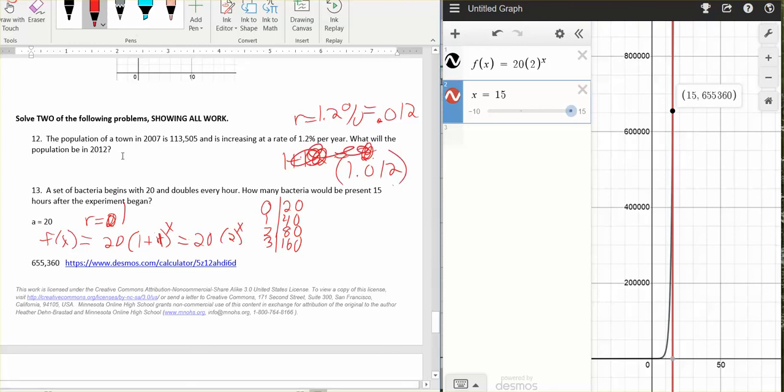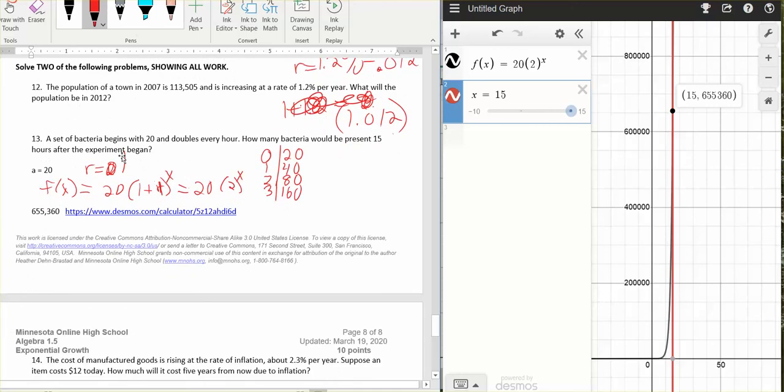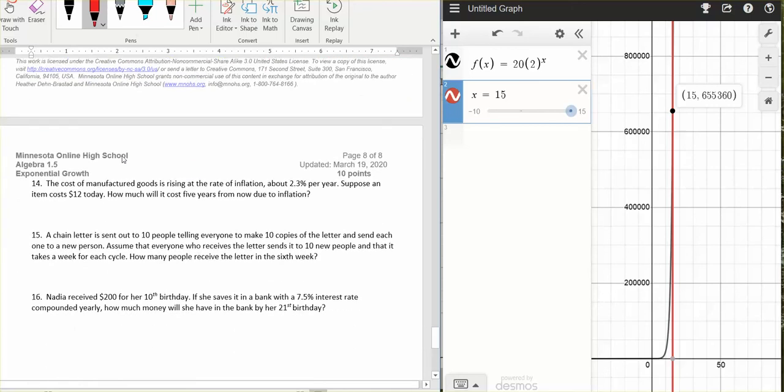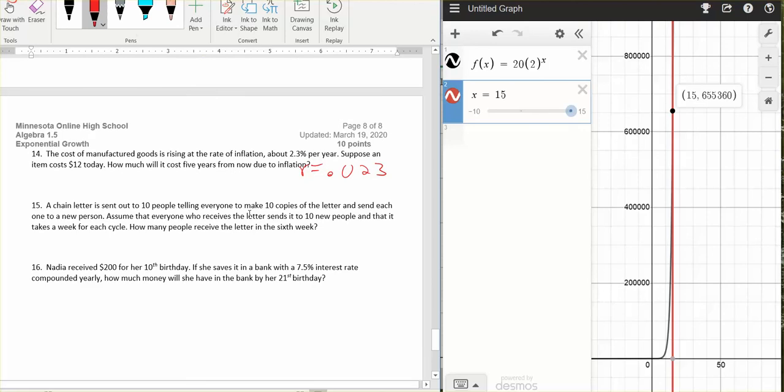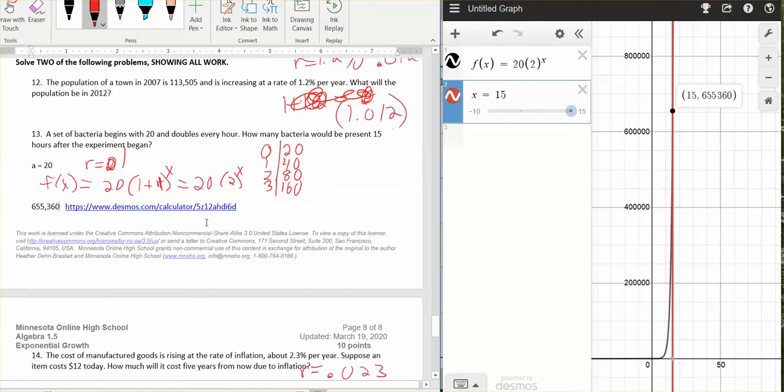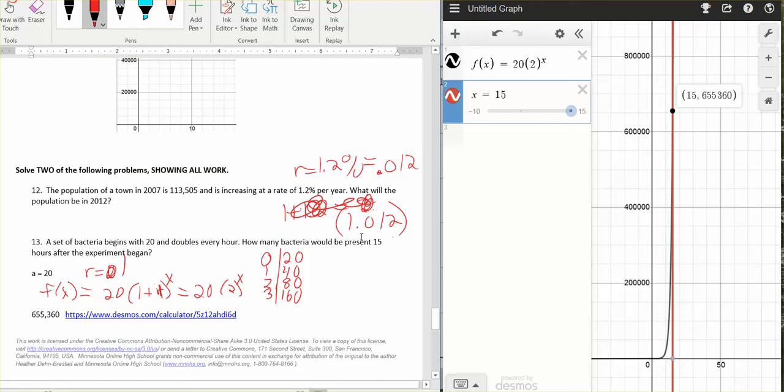Let's look at number 14. 2.3% is the same as 0.023. So that's your R, and when you add 1 to it, you get 1.023. So these ones won't add up as quickly as that last one we did. And then number 15 is a little bit challenging, so if you try that one, good for you. And remember, you only have to pick 2 of these to do.